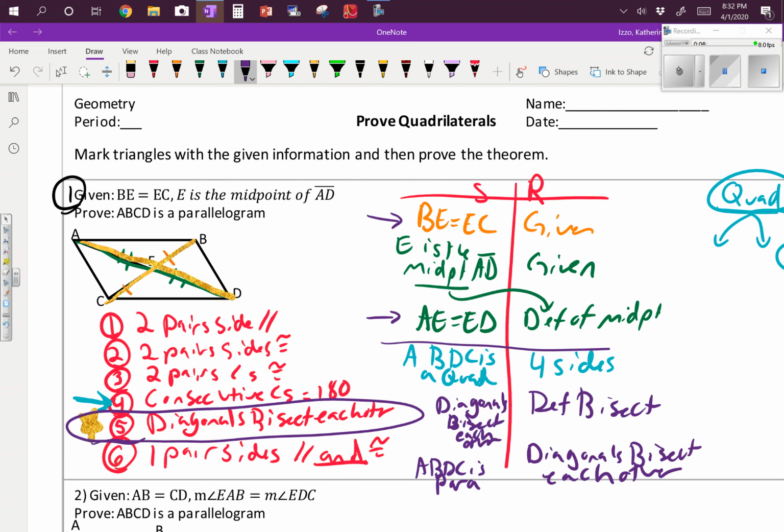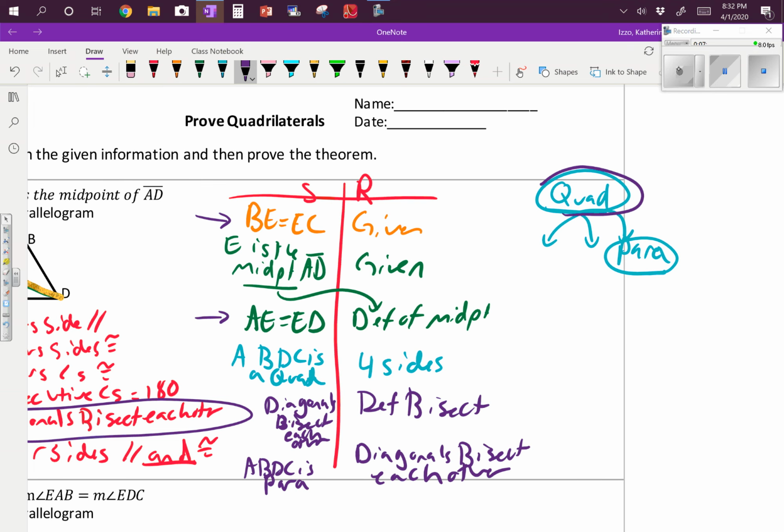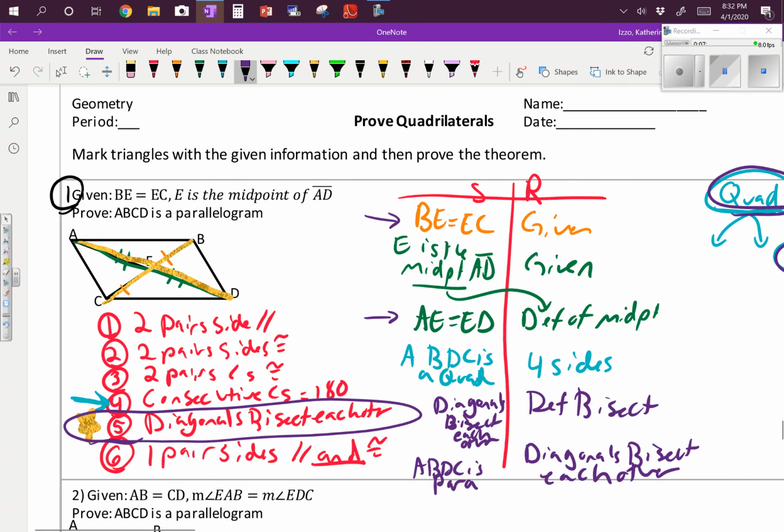So if you had done the givens, and of course definition of the midpoint, because that's what always happens when you have such a given, you were pretty much halfway done with this proof. All you had to do is go to quad and then use one of those 6 things to prove it was a parallelogram. And the easiest one to use was the 5th one. Now, the problem is when you get to the Regents, you might not have all 6 of these memorized, in which case you're going to have to go with whichever one you do have memorized. So the more you have memorized, the better.